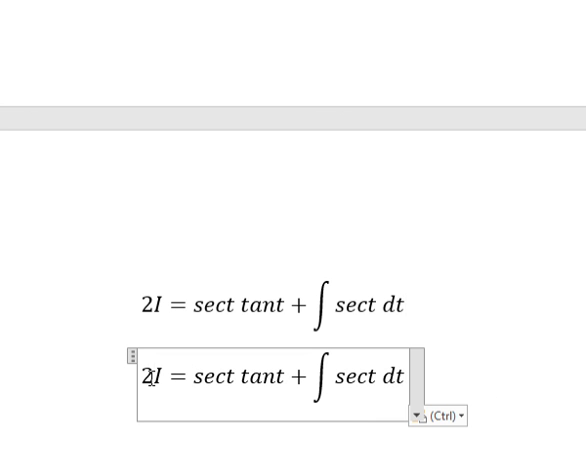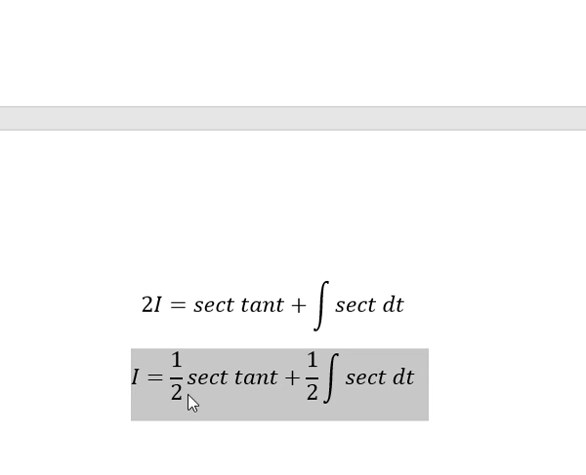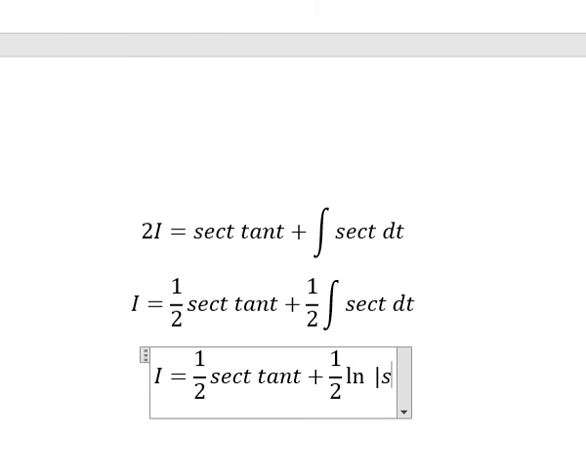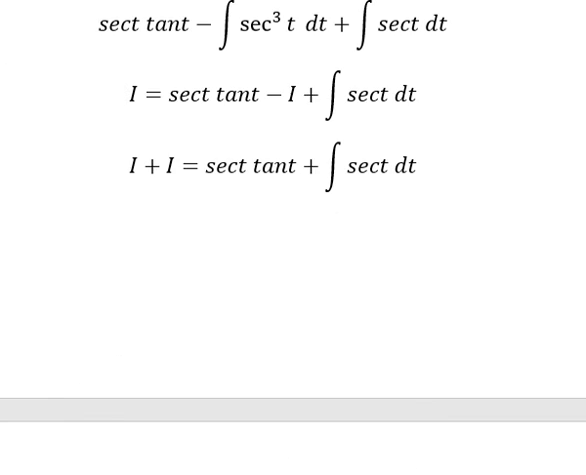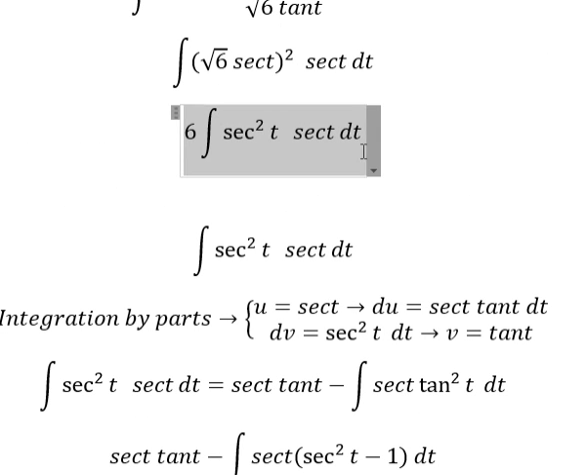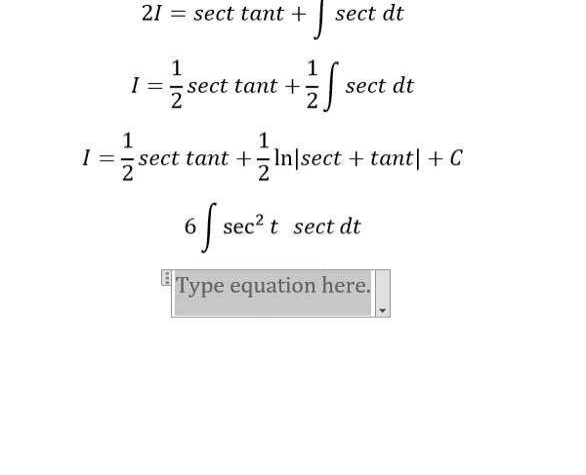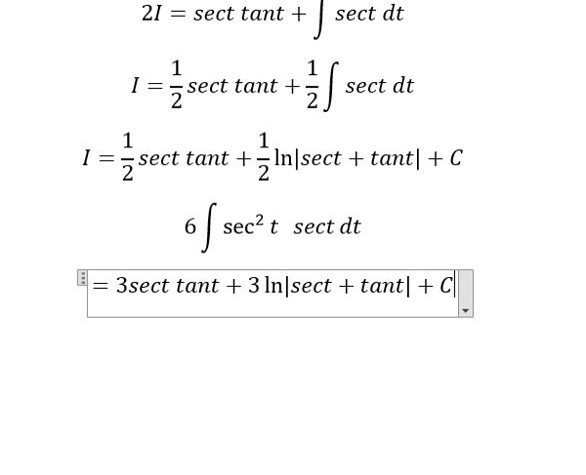Later, we divide both sides by 2. The integration of this one, you get ln of the absolute value of secant of t plus tan t, and we put c. Now, we know that we have number 6. So we multiply both sides by 6, and we get 3 secant of t tan t plus 3 ln of the absolute value of secant of t plus tan t, and we put c.